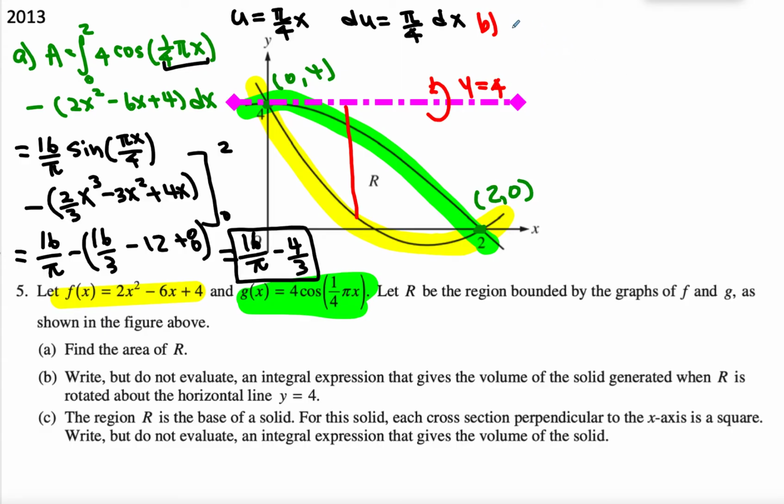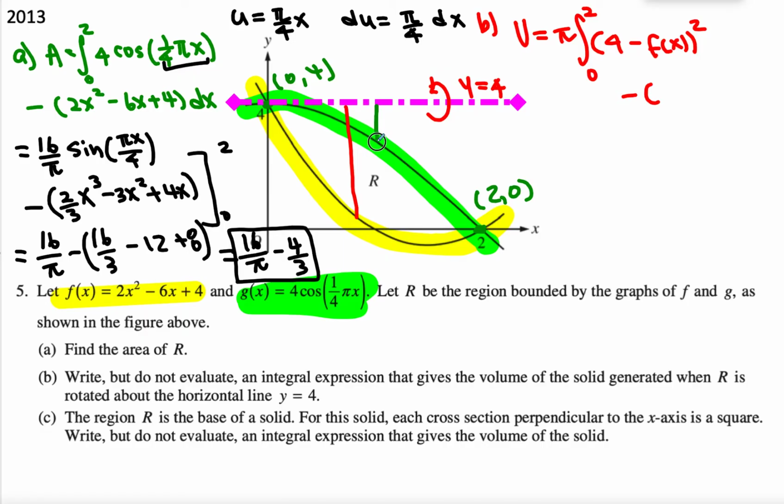So then, the volume, once again, goes from 0 through 2. Let me put pi in the front. What is our outer radius? It's from here, which is 4, all the way down to the yellow line. The yellow line was f of x. So what we end up getting is 4 minus f of x, squared. That's pi big R squared, minus, what is the small r?